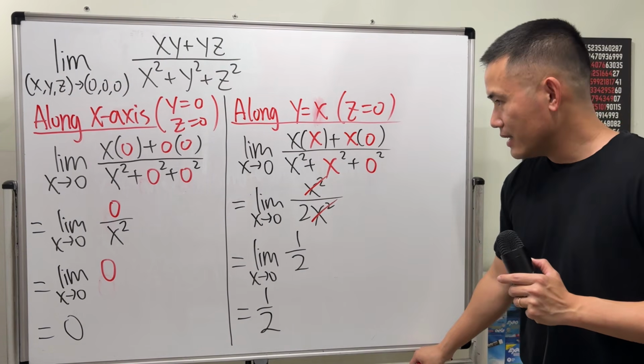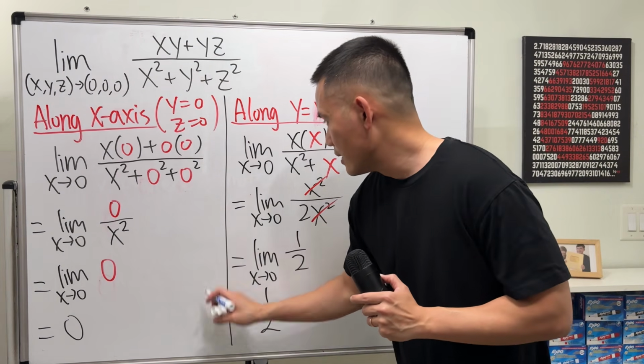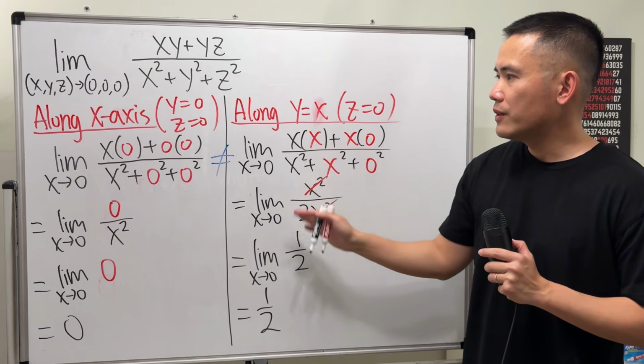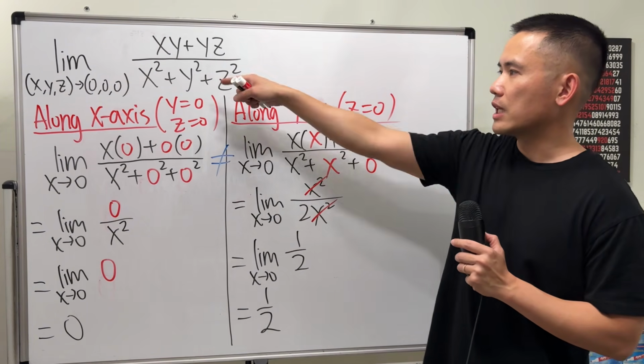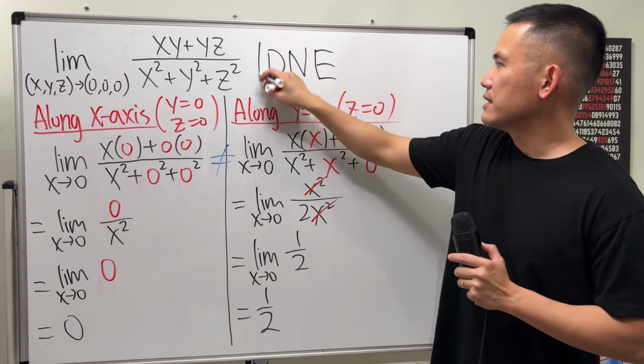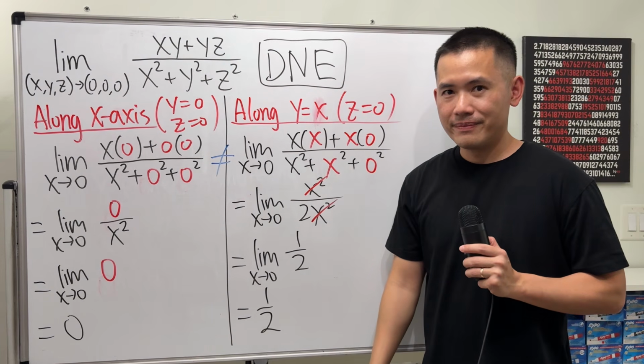But notice, these two limits are different, right? These two limits are different. So, because we have two different limits along two different paths, we can come up here and say this limit does not exist. And then we are done.